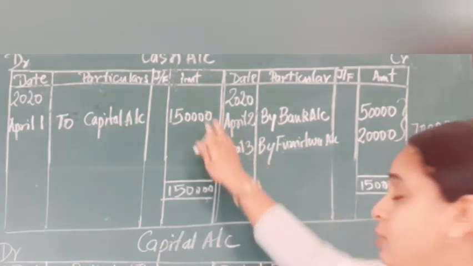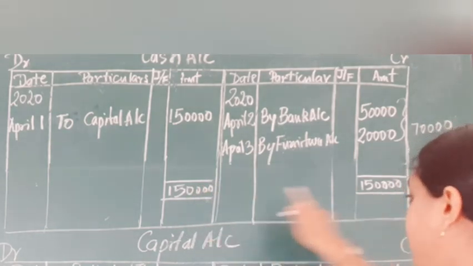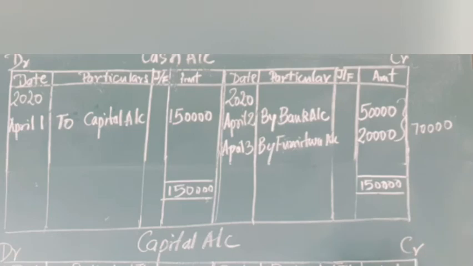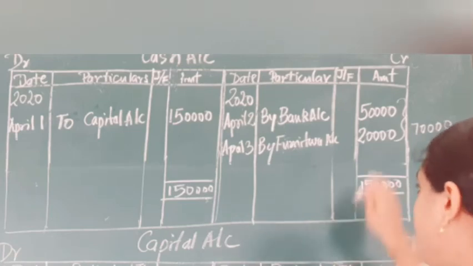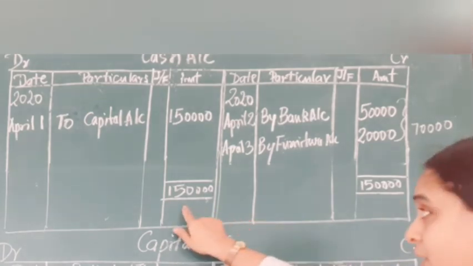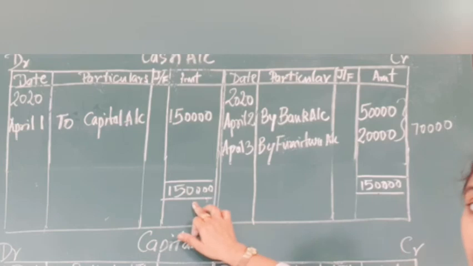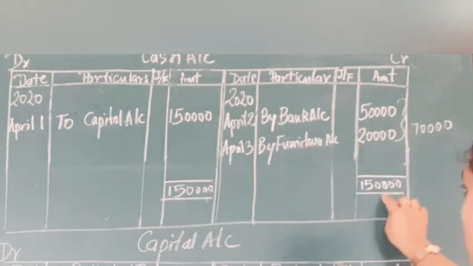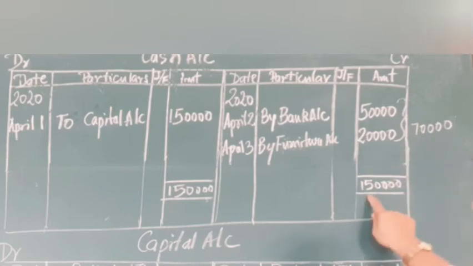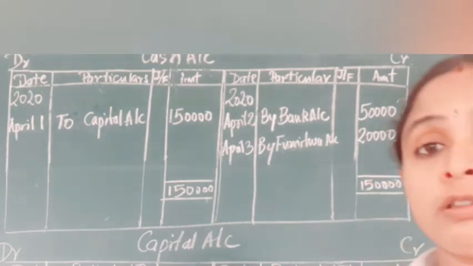Okay, this side was more, so I wrote 1,50,000 on both the debit and credit amount column as the total. Now here the amount is short. How much amount is short? 1,50,000 is the total amount, but the credit side is not tallying. You can see that here it is 70,000 and here you got 15,000. So how much amount is short on the credit side?